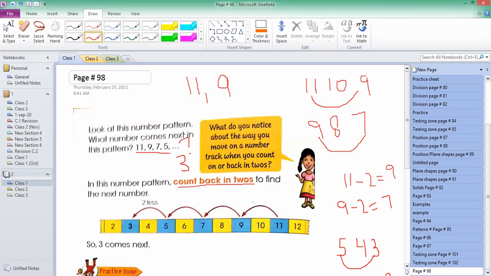5, count back in twos, 3. 5 minus 2, 3. 3 minus 2, 1. Is that clear, guys?